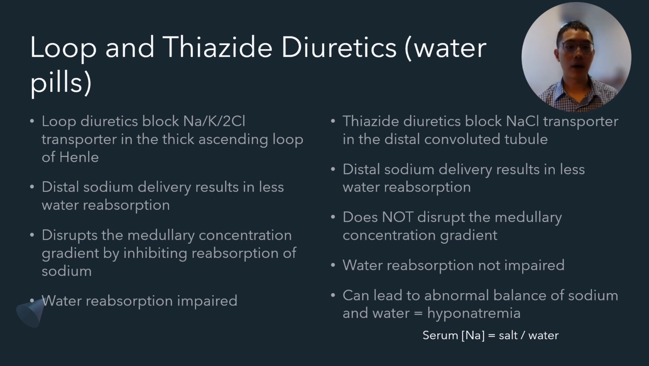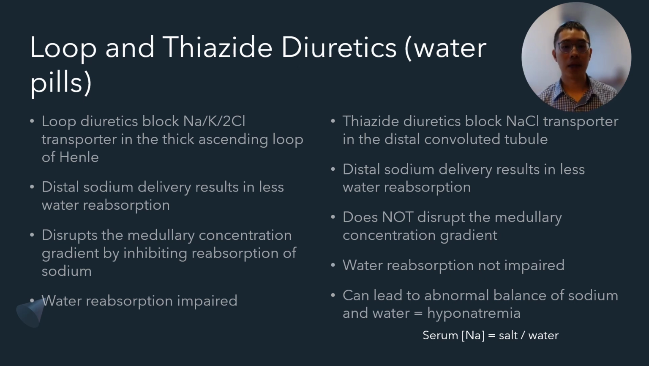Thiazide diuretics will block the sodium chloride transporter in the distal tubule, which also results in an increase in distal sodium delivery and less water reabsorption. One key difference is that loop diuretics will eventually disrupt the formation of the medullary concentration gradient by inhibiting the reabsorption of sodium in the ascending loop of Henle, the activity of which is crucial to the development of the medullary concentration gradient. On the other hand, because thiazide diuretics are not affecting the loop of Henle, the medullary concentration gradient remains preserved. Why is this important?